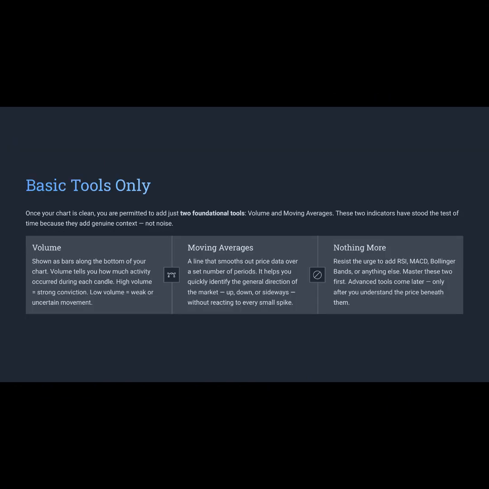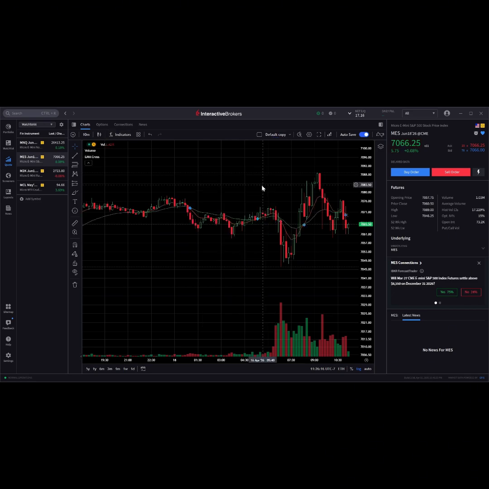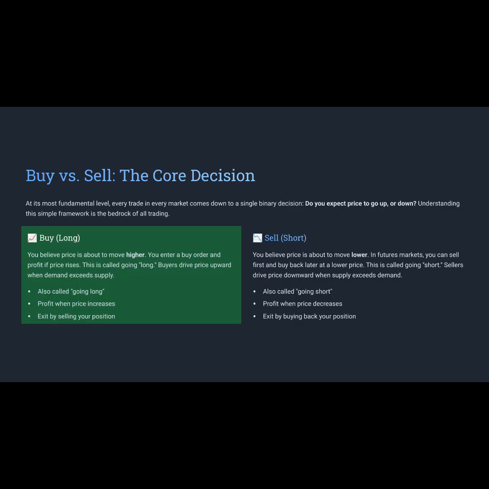Now let's add a couple of basic tools. First, volume. Volume shows you how active the market is. Second, moving averages. These help you understand general direction. That's all you need right now. Don't overcomplicate it.